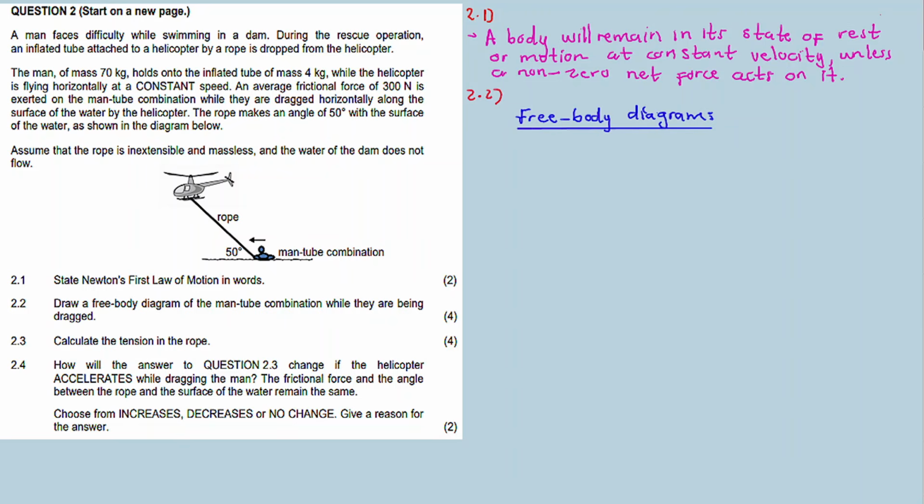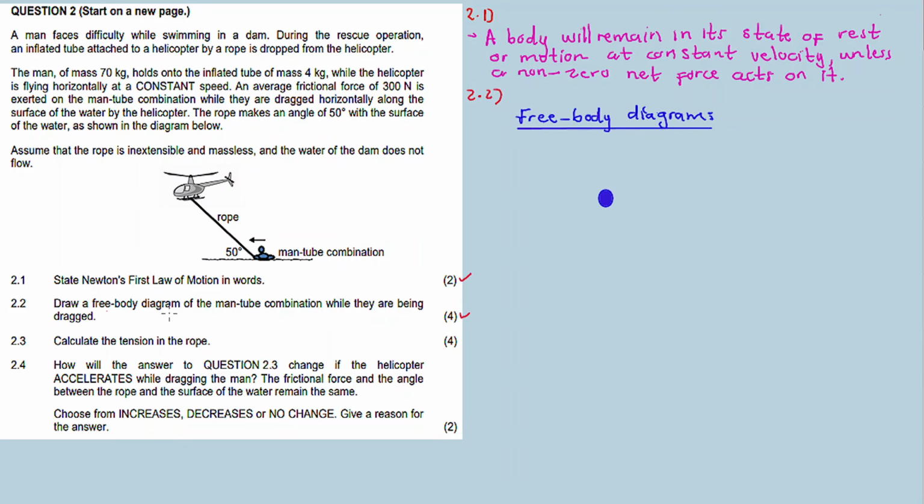Another free mark is free body diagrams. 2 marks are yours, this 4 marks is also yours as well. So for free body diagrams, you draw them here. Now to draw your free body diagram, make sure you calculate the forces you put in your free body diagrams. Yes, if it's 4 marks, it means there are 4 forces you must draw in your free body diagram.